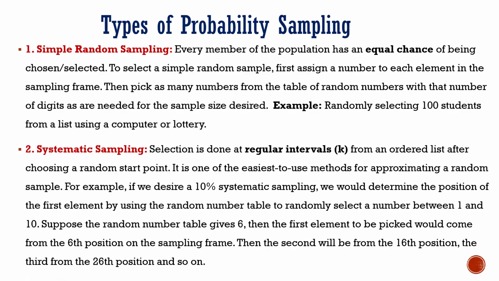Because we have a 10% systematic sampling, the second number will be from the 16th position. Do you understand? 16th position. So the third one from the 26th, the fourth one from the 36th, 46th, 56th, and so on. So that is how systematic sampling is done. It involves a regular interval, unlike random sampling, where I just select randomly, but this one involves a system.